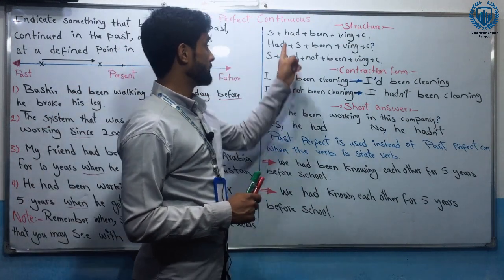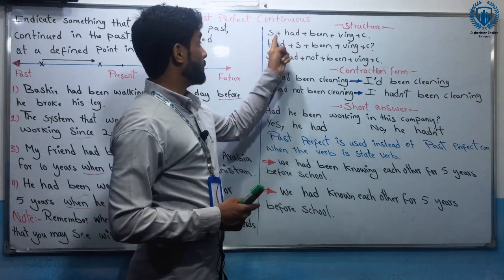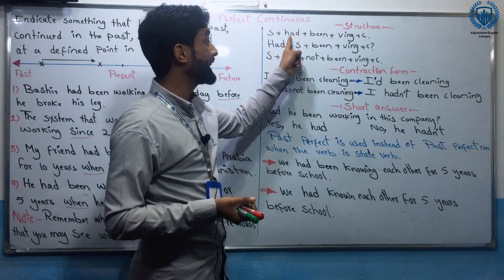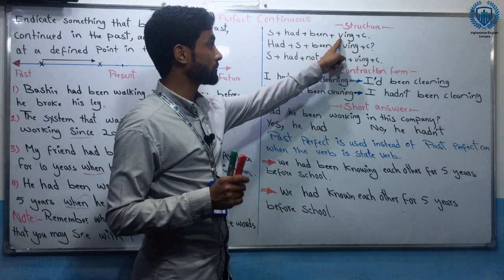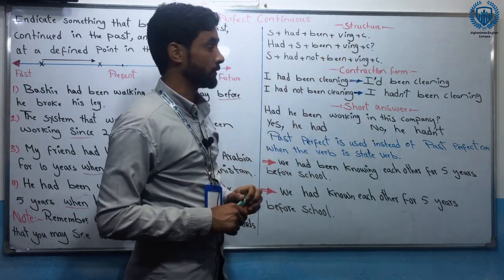And the affirmative form or positive form, you can call it positive, you can call it affirmative. We have subject, then the past form of to have verbs, it means had. Then we have been, and we have verb ing or present participle and complement. It's the affirmative or positive form.